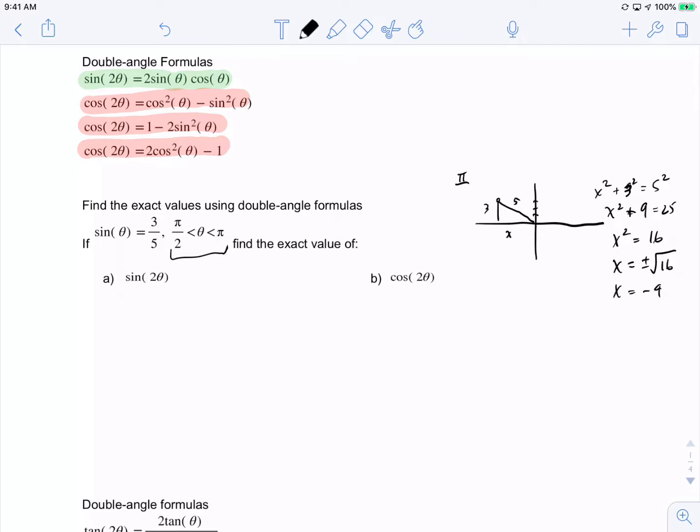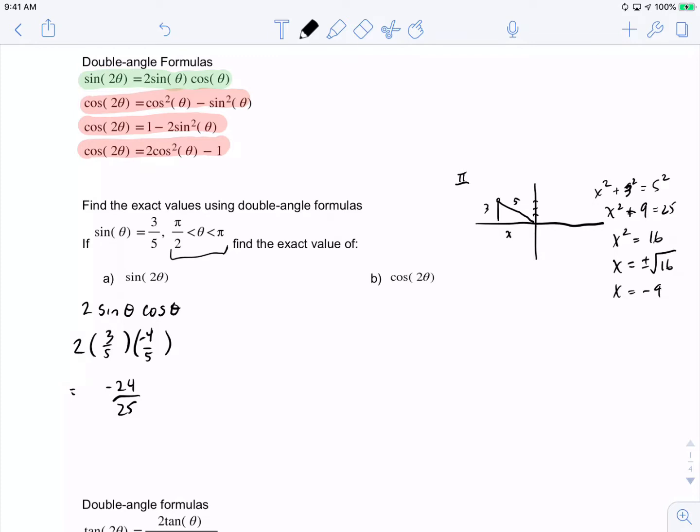Now that we have that, we're going to use our double angle, and we know that sine of 2 theta is equal to 2 sine theta cosine theta. We know what sine is because it was given to us. That's 3 over 5. And cosine is going to be a negative 4 over 5 because cosine is x over the radius. And so this is going to yield us a negative 24 over 25. So there's our first solution. Sine of 2 theta with these restrictions is a negative 24 over 25.